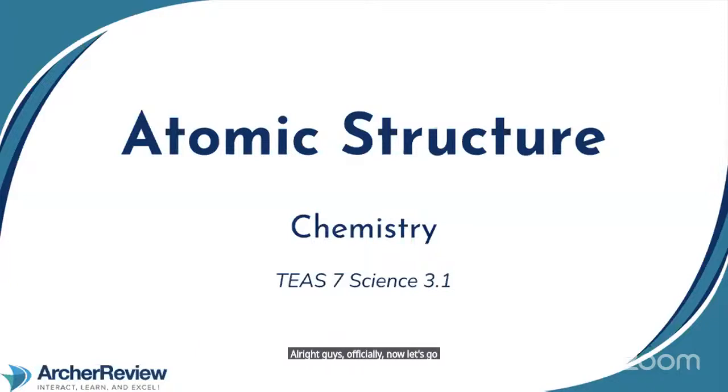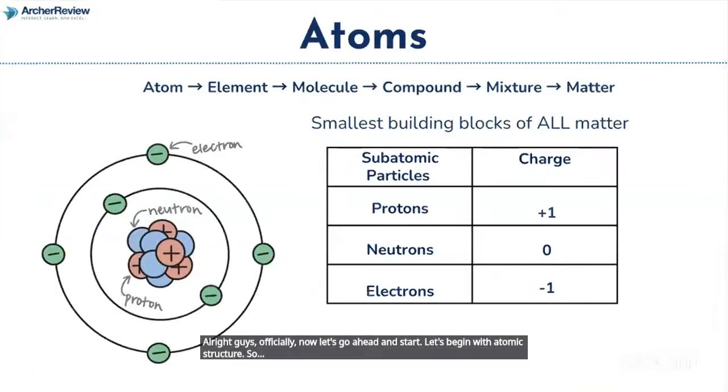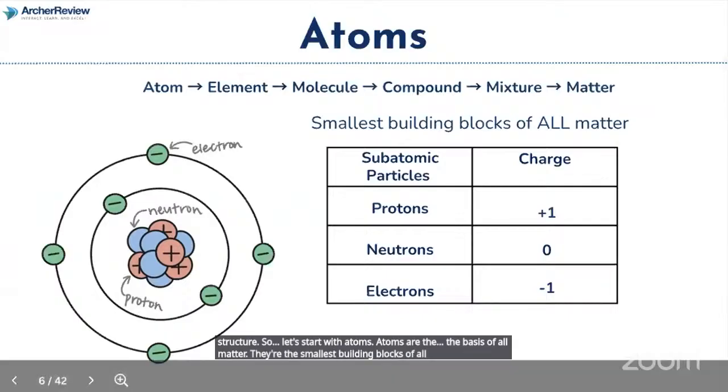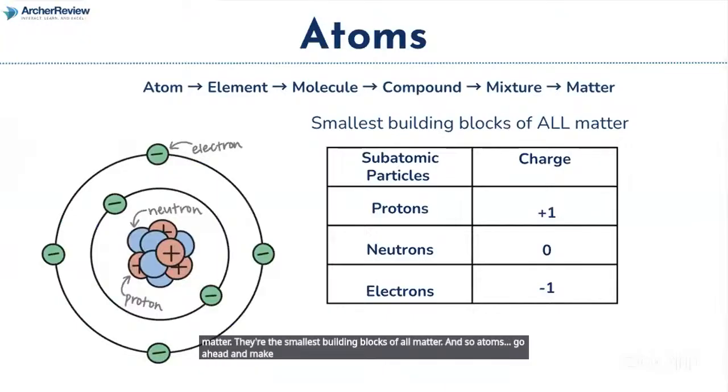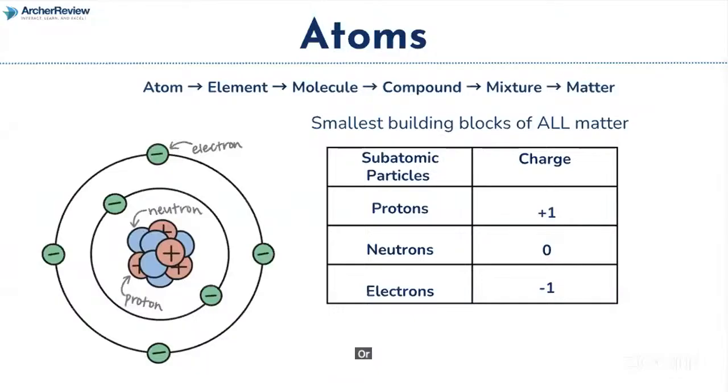Let's begin with atomic structure. So let's start with atoms. Atoms are the basis of all matter. They're the smallest building blocks of all matter. And so atoms go ahead and make up elements. Elements are the different types of matter that you can find on your periodic table, for example, like oxygen or nitrogen or phosphorus or calcium. All of those elements are made up of atoms.